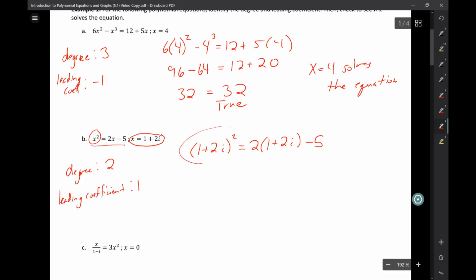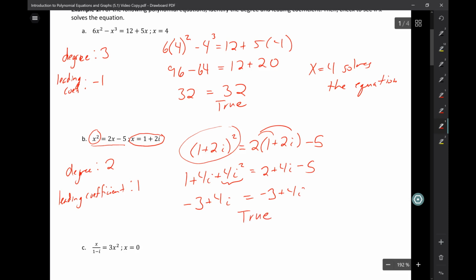But if we expand this part out, we end up getting 1 plus 4i plus 4i squared. That's equal to, distributing, 2 plus 4i minus 5. But 4i squared is really negative 4. Negative 4 plus 1 gives us negative 3. We still have a plus 4i, and that's equal to 2 minus 5, which gives us negative 3 plus 4i. That's a true statement. They're both equal. Therefore, x equals 1 plus 2i solves the equation.